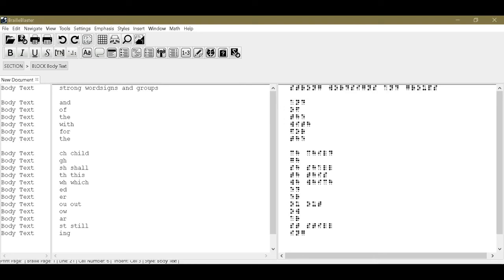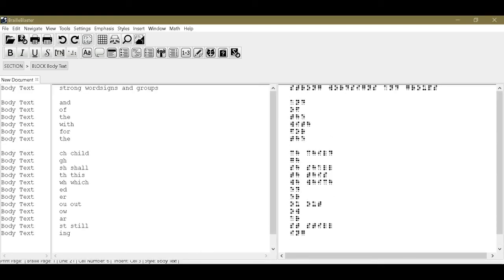Let's stick with they as an example. If you use the sign, which would be dots 2, 3, 4, 6, plus the Y, that would be they. There's all sorts of different stuff you can do. So I think that's a good wrap up for this particular video.